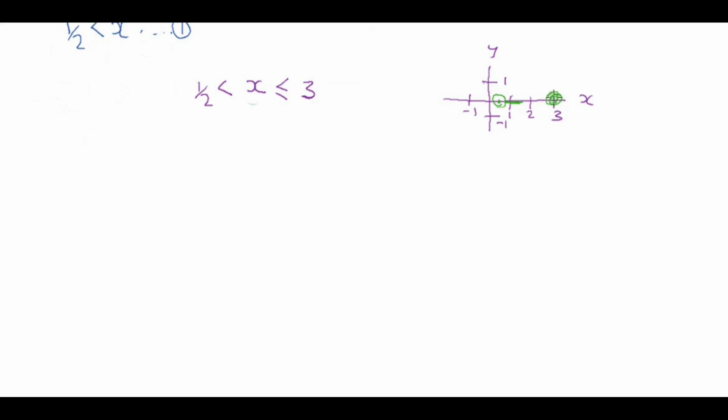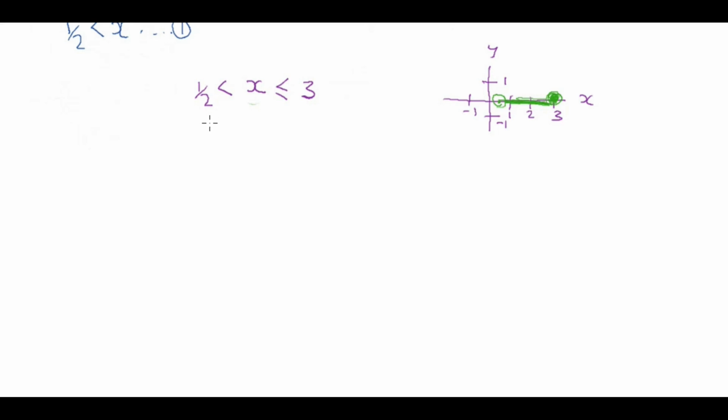So we shade it because we have been told it is less than or equal to 3. And here we are not shading the half. We are not shading because we are told x is greater than a half only. We are not being told it is equal. So the values between a half and 3 satisfy this inequality.